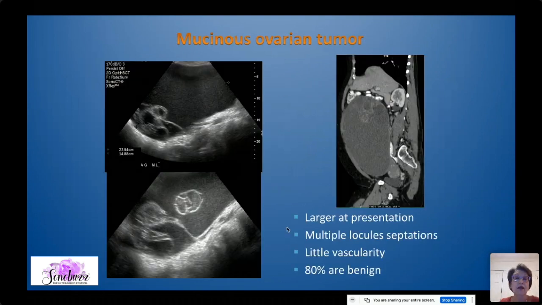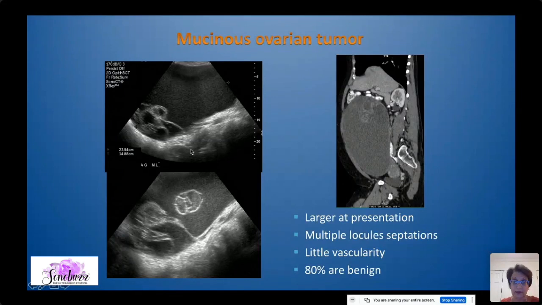Now, another tumor is a mucinous ovarian tumor. They tend to be very, very large at presentation. In this case, it was almost 24 centimeters. They may have internal echoes, multiple locules and septations, and little vascularity. And although you can have mucinous cystadenocarcinoma, the vast majority, about 80%, are benign.